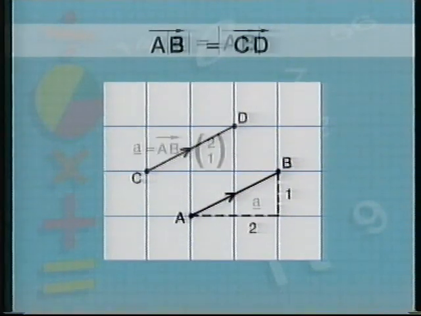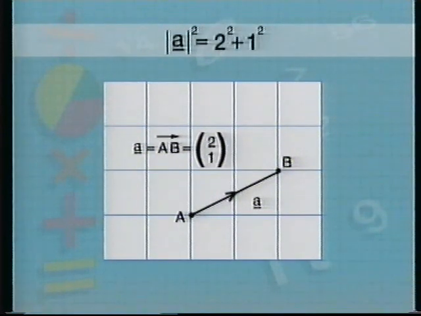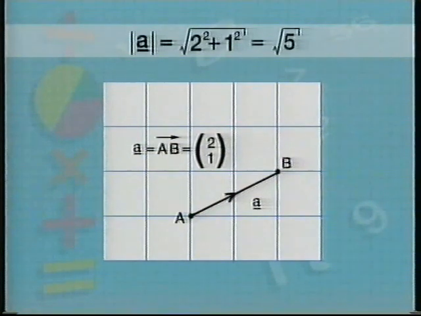The size or magnitude of this vector is written like this, and it's found by taking the horizontal and the vertical components, and then by using Pythagoras' theorem, we find that the size of this vector is the square root of 5.